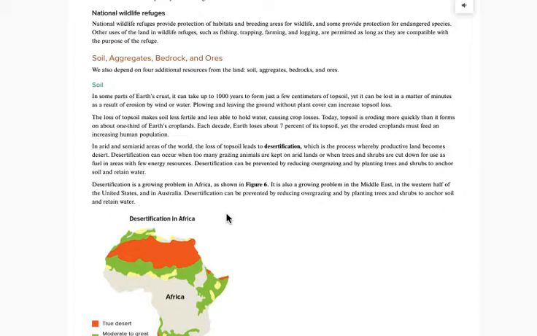So, there's different natural resources that we get from the Earth's crust, and they are actually in the title of this section. So they are soil, aggregates, bedrocks, and ores, and we're going to talk about each one of those separately. So one important one is soil.